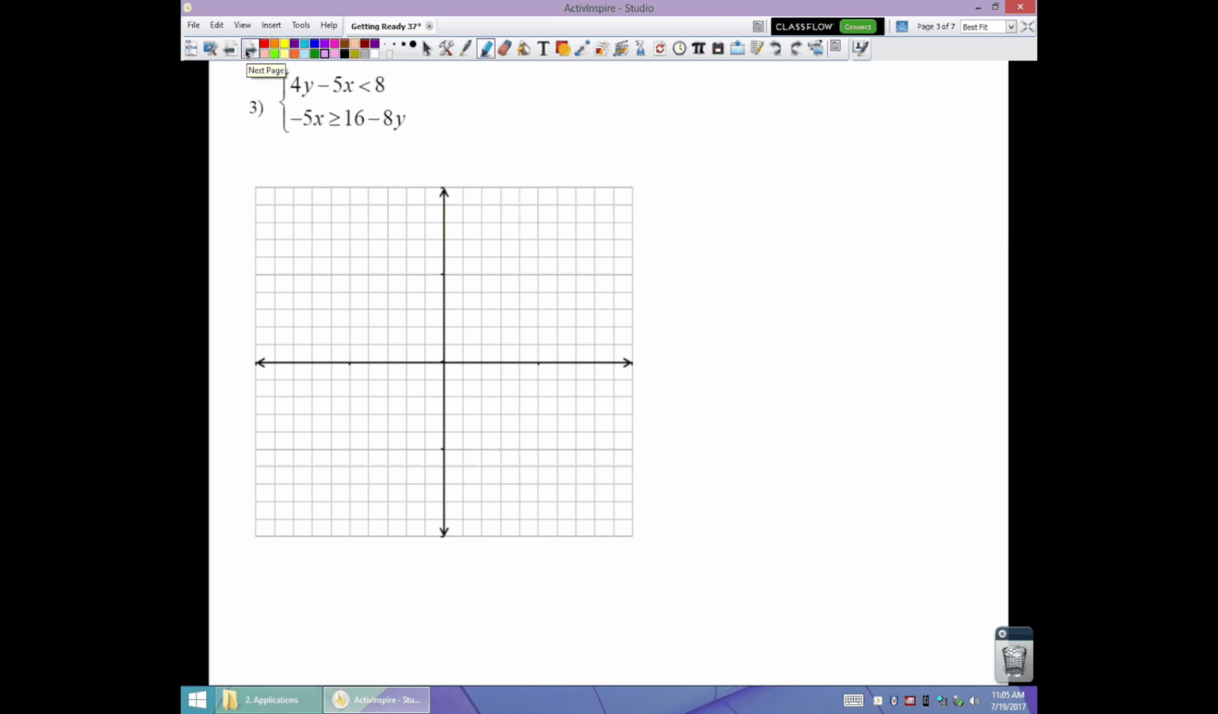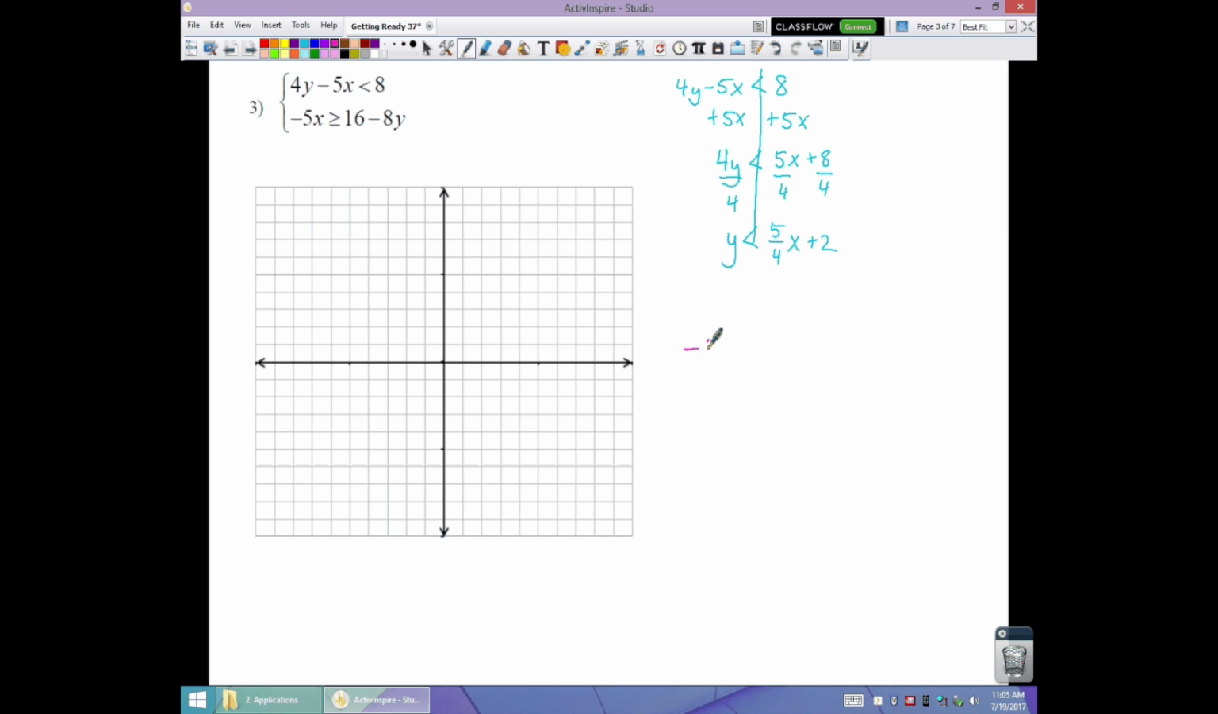Okay, number 3. And these are not in standard form, so I will just be, once again, changing them into slope-intercept form. Let me just start over here. Okay, 4y minus 5x less than 8. To solve for y, I need to add 5x. So 4y is less than 5x plus 8. Divide both sides by 4. Y is less than 5/4 x plus 2.